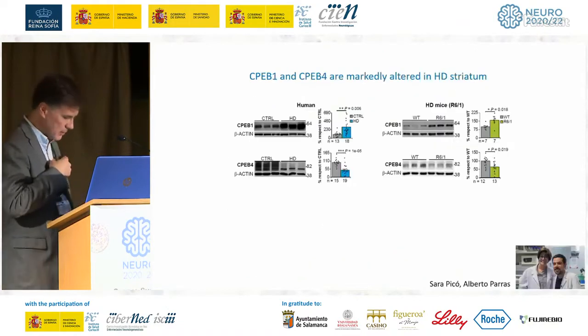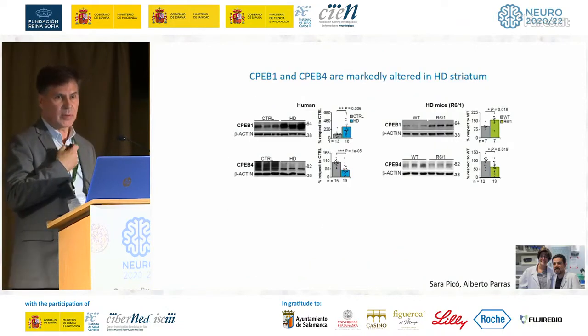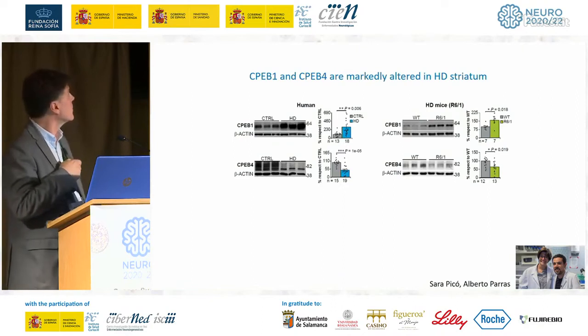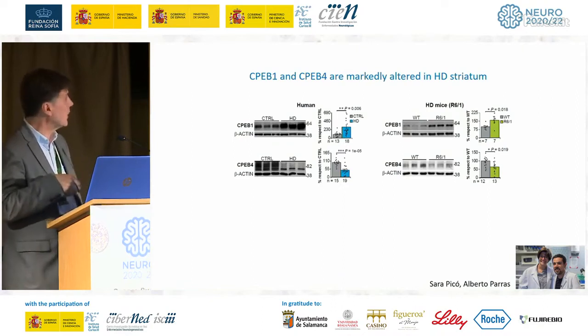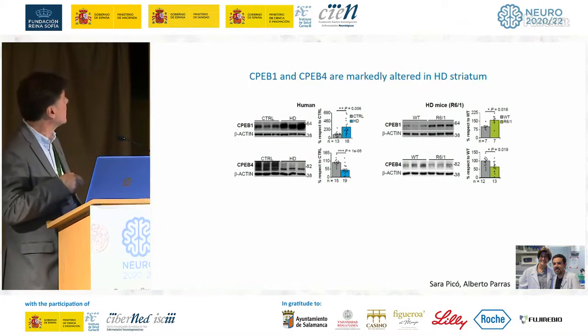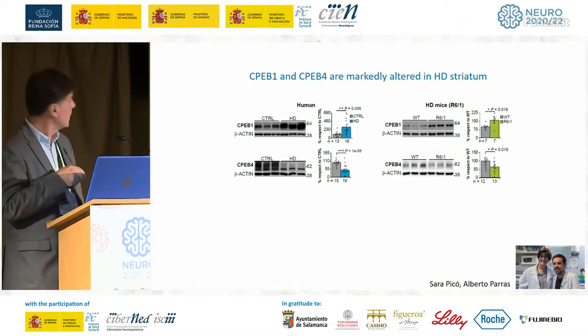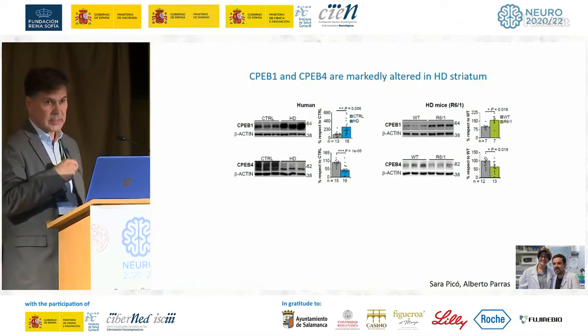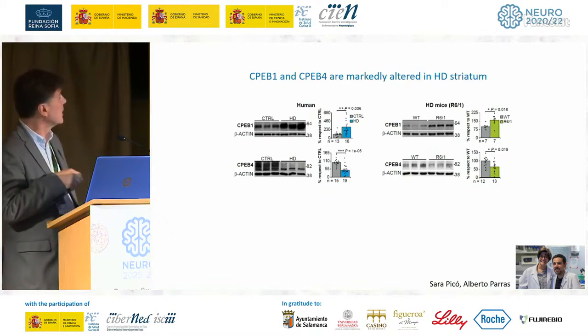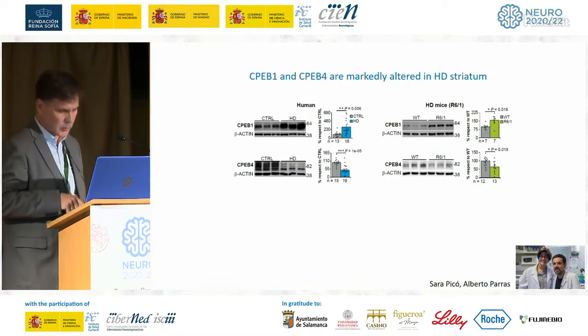And for this reason, we decided to explore whether they were altered in Huntington's disease. And what Sara Picot and Alberto Parras found in the lab is that there is an increase of CPEB1 and a decrease of CPEB4 in the striatum of Huntington's disease patients. The same is found in the mouse models.